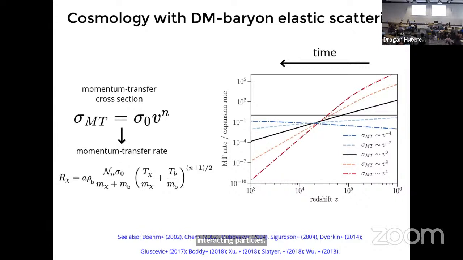Many of the paradigms that I showed on that Venn diagram at the beginning maybe entail particles that would be too light to be seen in direct detection experiments, so sub-GeV particles. And this has been an area of active research in maybe the past decade or so. Now, depending on how momentum transfer depends on relative particle velocities, you will have different evolution of the momentum transfer rate, shown in the graph here as a function of redshift.